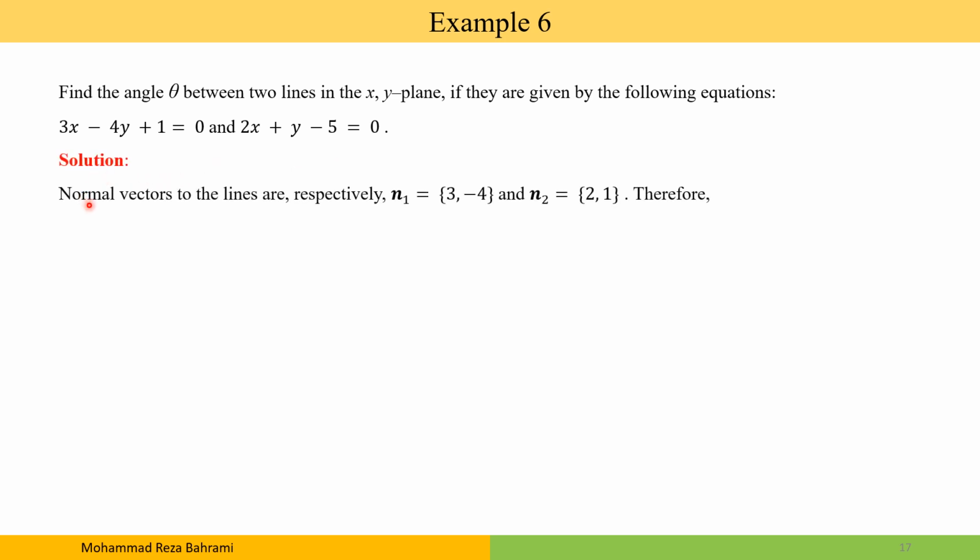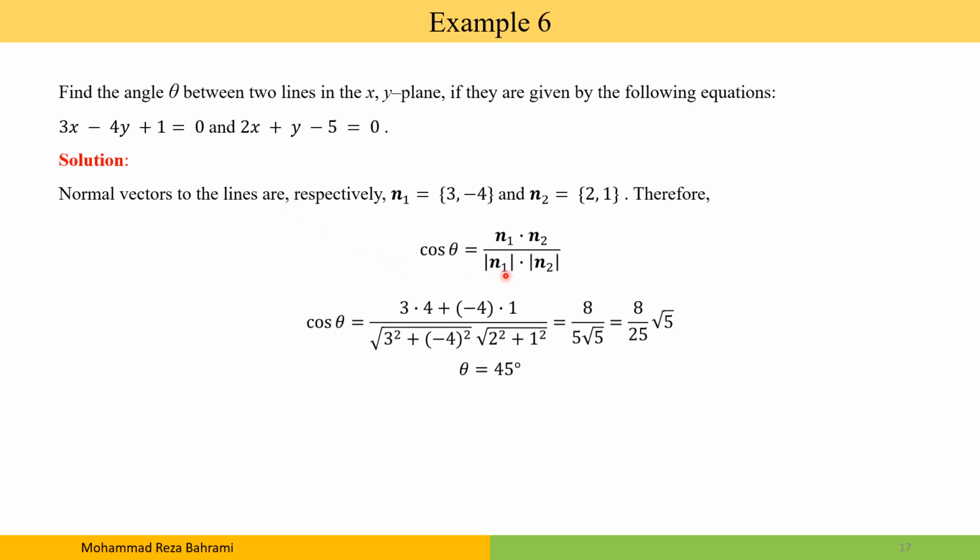So in this case we know the normal vectors to the lines. For the first one we have 3 and minus 4. For the second one we have 2 and 1. So we can use the expression that we had before.